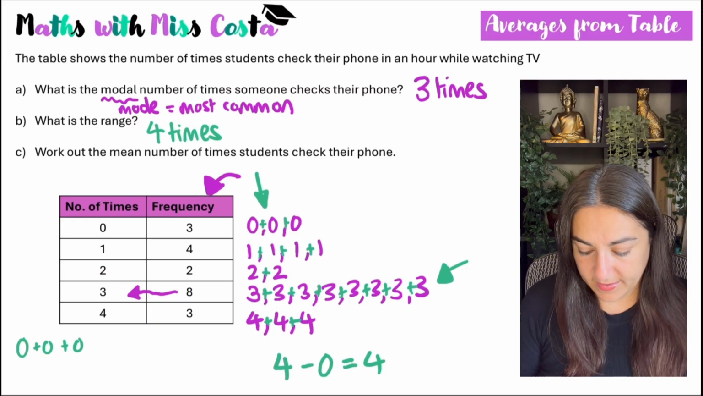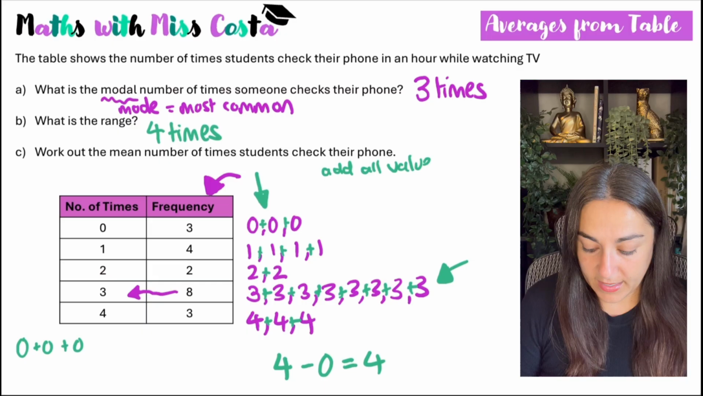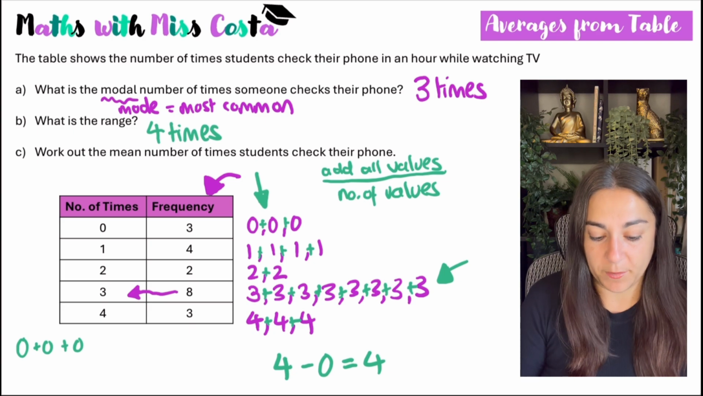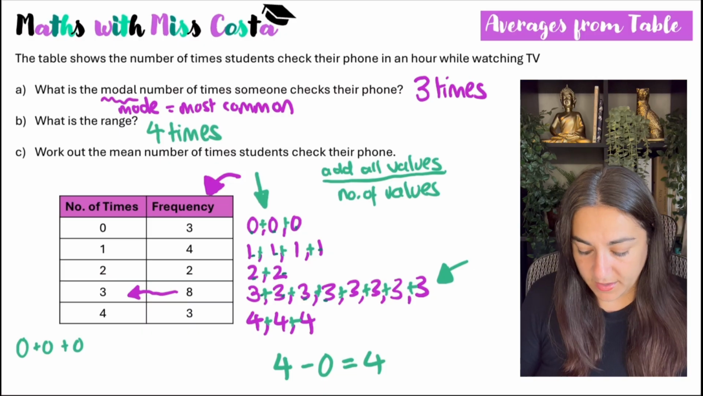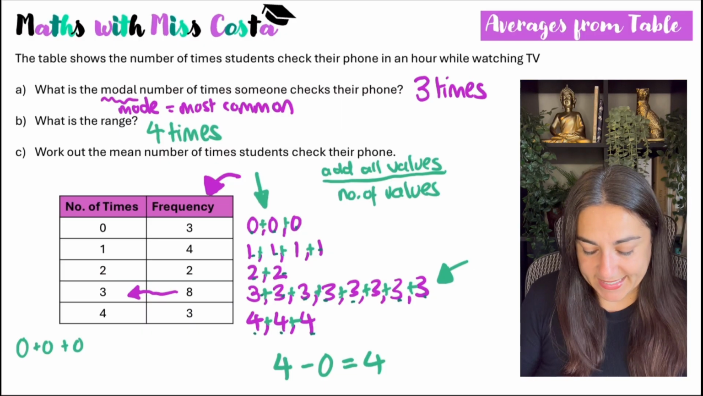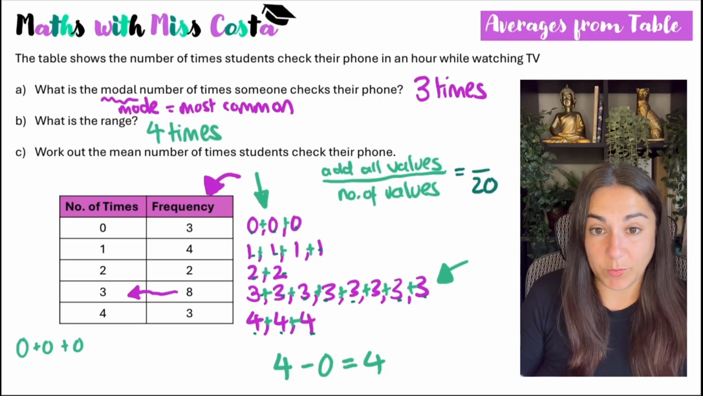We add all the values together and we divide by the number of values there are. So let's count how many numbers there are. There's 1, 2, 3, 4, 5, 6, 7, 8, 9, 10, 11, 12, 13, 14, 15, 16, 17, 18, 19, 20. So 20 in total. So I know I'm going to be dividing by 20. And now all I need to do is work out the sum.